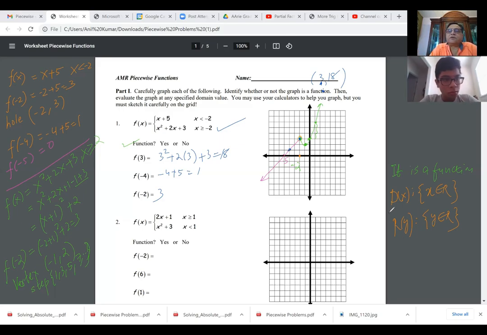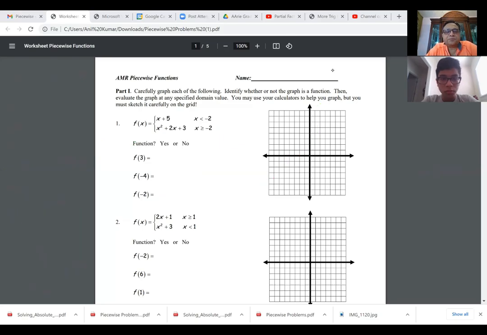So let me erase this and we can look into the second question now. Can you please read the second question? f of x is equal to 2x plus 1, where x is greater than or equal to 1, and f of x is equal to x squared plus 3, where x is less than 1. Correct. So can you help me sketch this? First thing, will it be a function or not? Can you tell me that?